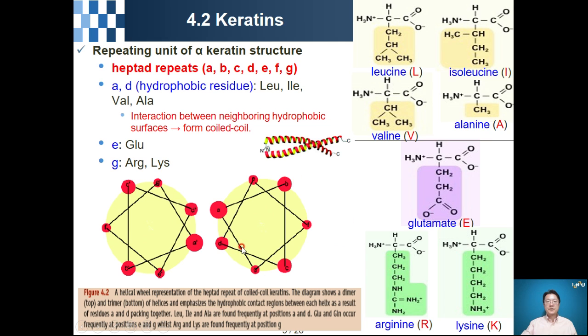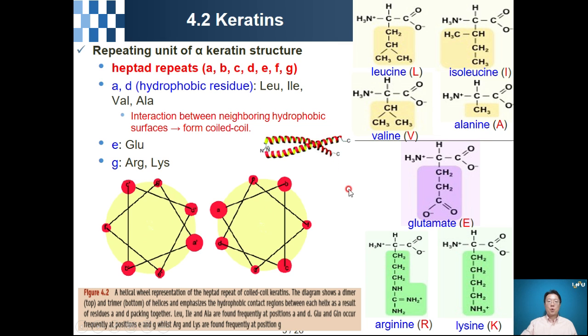And this is the coiled coil structure. One strand is A, B, C, D, E, F, G, and again A, B, C, D, E, F, G. The other strand is also A, B, C, D, E, F, G. So usually two alpha helices form the coiled coil structure.